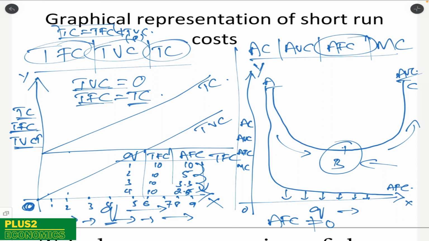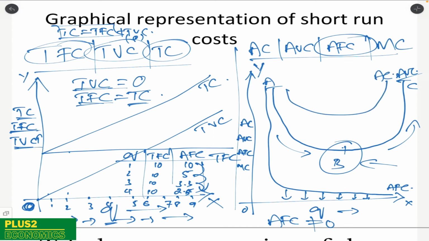This minimum of AVC point becomes very important when we discuss supply and a lot of other things like profit maximization, pricing and other concepts. So we need to remember AVC is U-shaped. Initially it decreases, it reaches the minimum point and after that it increases.